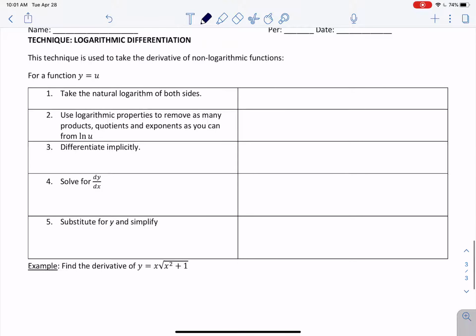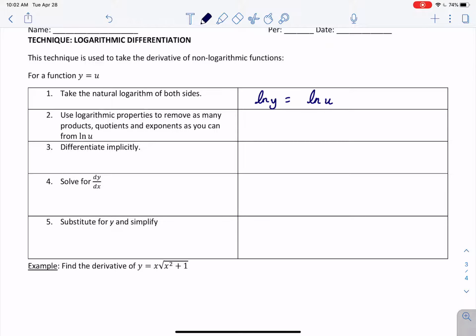If we have y equals some function, what we're going to first do is take the natural log of both sides. So we'll get natural log of y equals natural log of u. Then we're going to use log properties to get rid of as many products, quotients, and exponents as we can. This is key. This is why we go over log properties in terms of calculus: it helps us simplify a lot of functions when we're taking derivatives or integrals. Products can become addition, quotients can become subtraction, and exponents can become multiplication. So we can simplify those functions a lot using log properties.